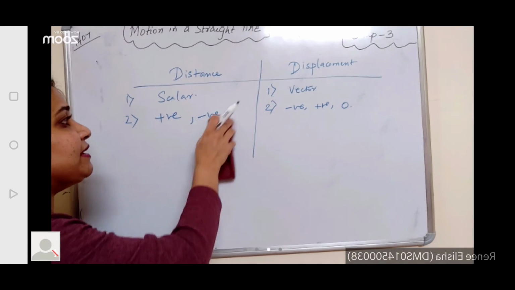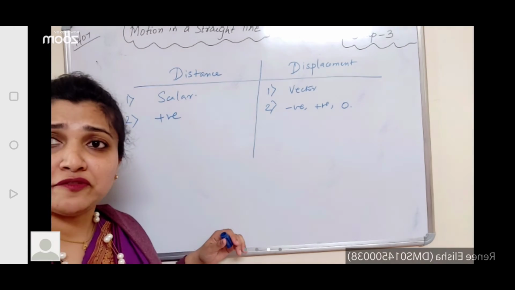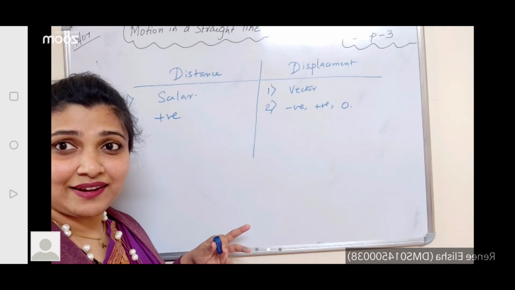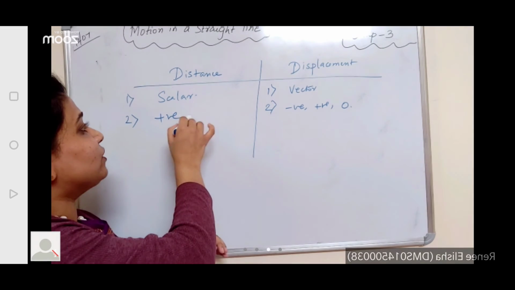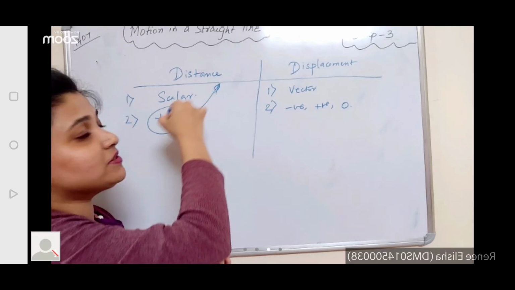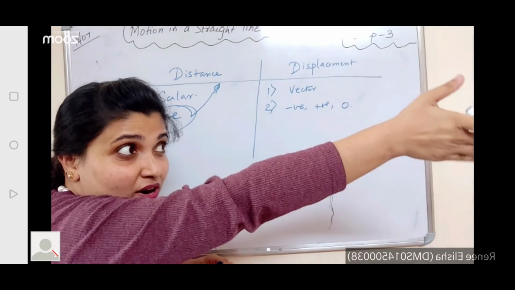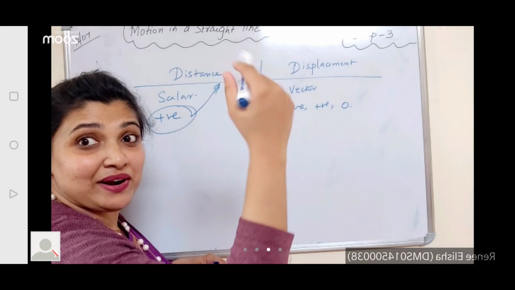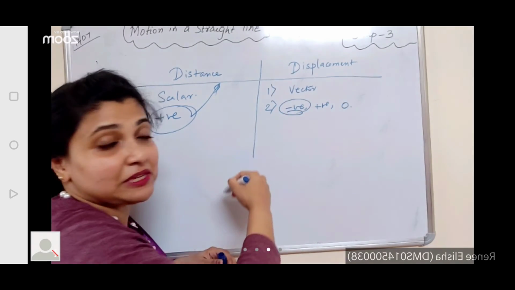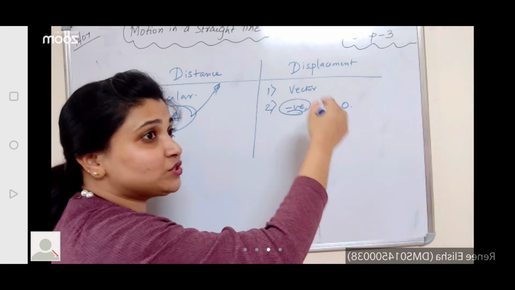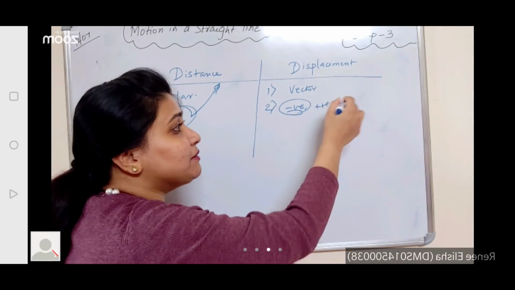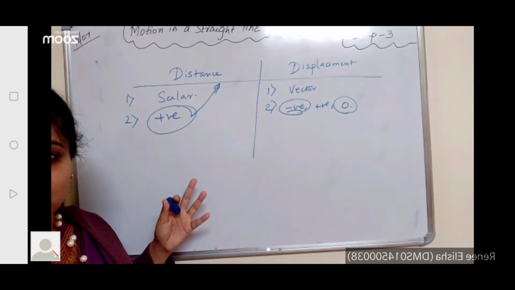Distance can't be negative. Why? Because it does not have direction. Direction is not known, so distance can only be positive. That's all. But because we know the direction for displacement, whether it's going forward or coming backward, if it's coming backward, then it is definitely a negative displacement. If it goes to the same position where it started, then it becomes zero. So, these are the two differences.